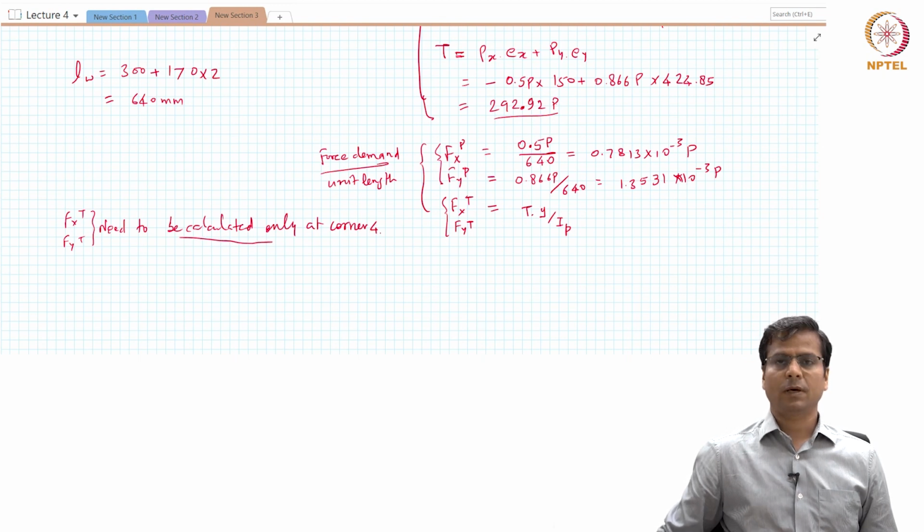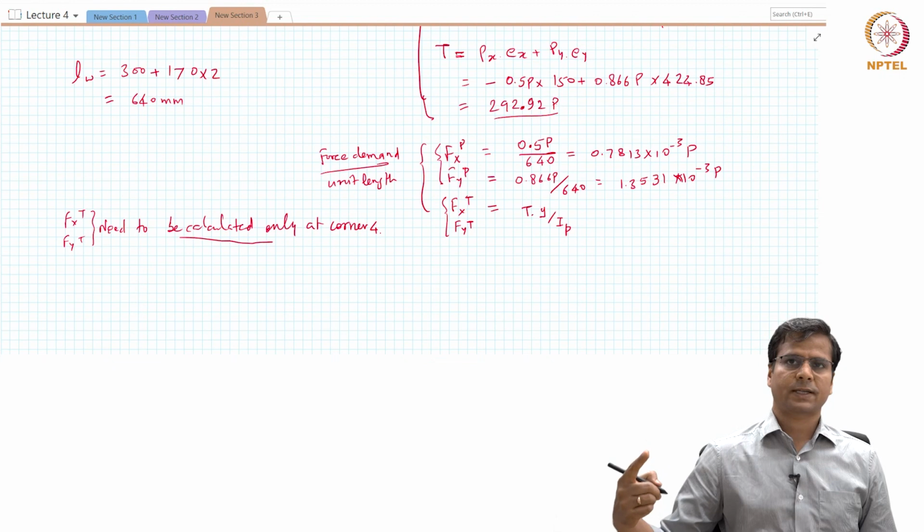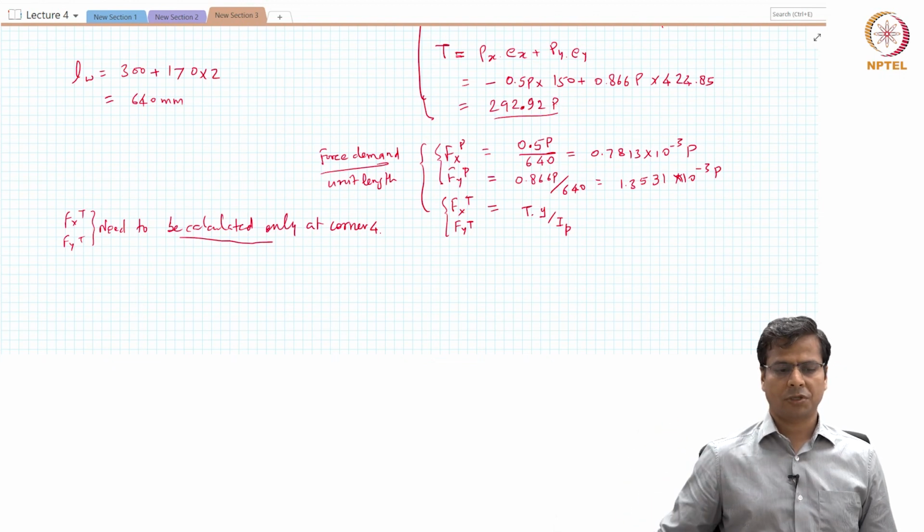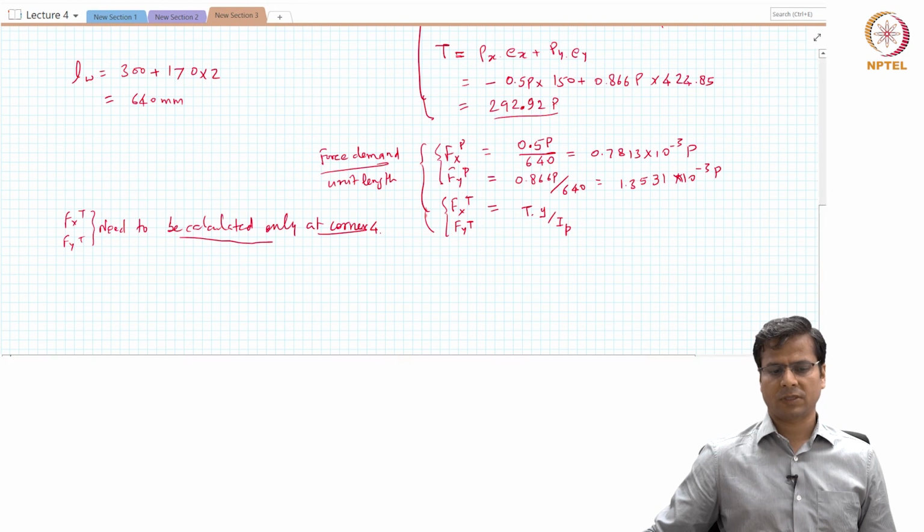This would change if the orientation of the force changes. If the force is acting in some other direction, this location would change. But for this orientation, the way this force was applied, it should be corner 4, that should be the critical one.